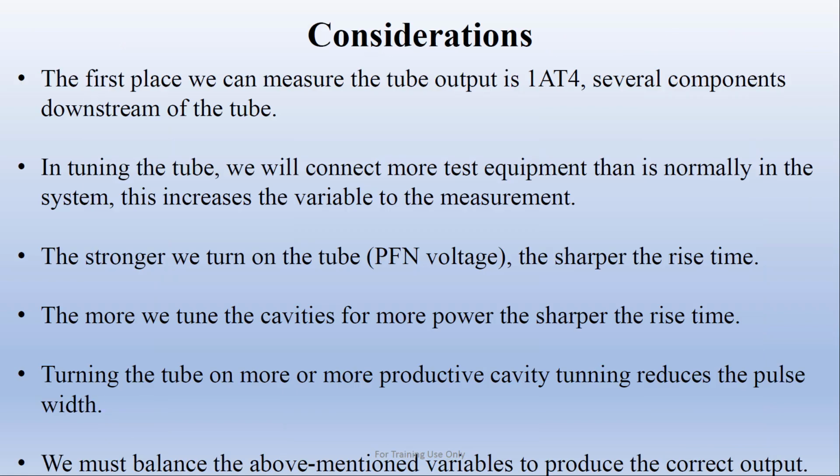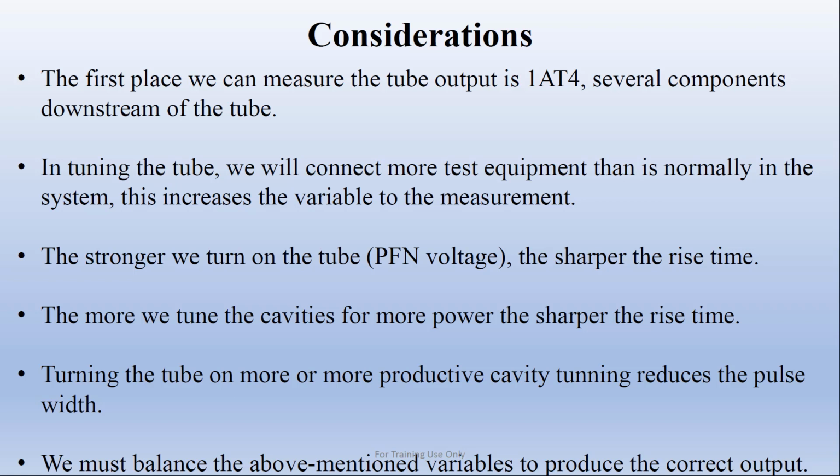The first place we can measure the tube is 1AT4. This is several components downstream of the vacuum tube, so we're going to have to take those losses into consideration. When we hook up our test equipment, we're going to be measuring the power output of the tube and the pulse width, but we're going to be measuring these at the same time, which is going to be involving additional losses from 1AT4 to our test equipment. We're going to have to take those into consideration.